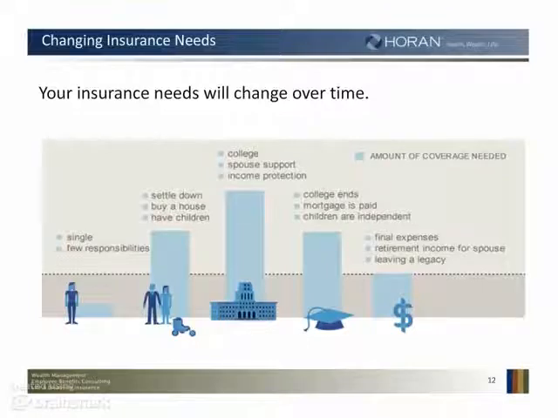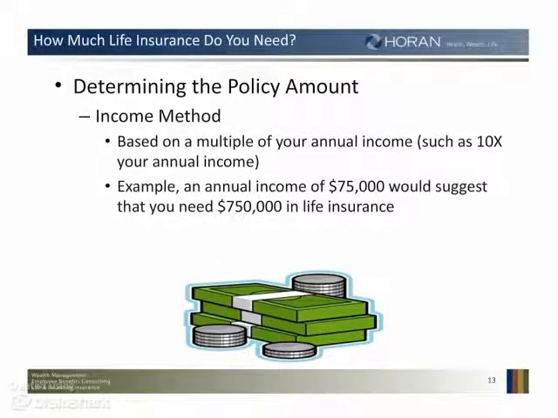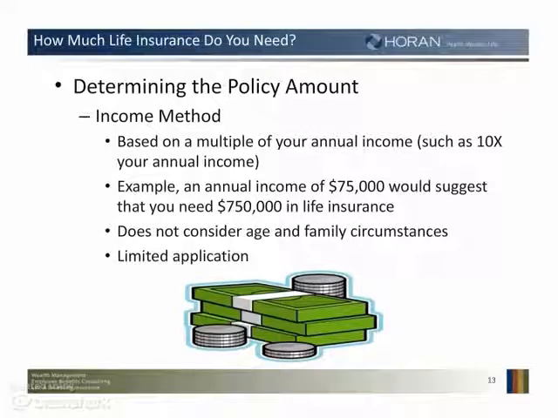Once you decide on the type of policy that suits your needs, your next decision is the policy amount. If your need is income replacement, consider the income method to determine the policy amount. This method normally specifies the life insurance amount as a multiple of your income, such as 10 times your salary. For example, if you have an annual income of $75,000, this formula would suggest that you would need $750,000 in life insurance. This method is very easy to use, but it does not consider your age and your family circumstances, including expenses, number of children, etc. Therefore, the income method may be overly simplified.